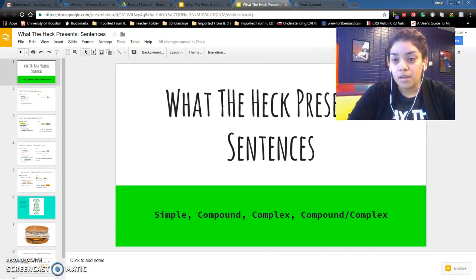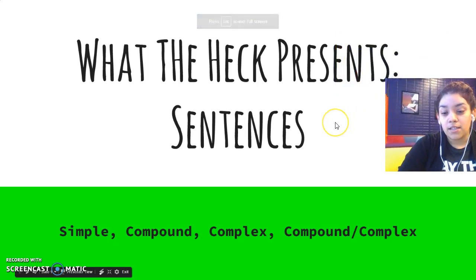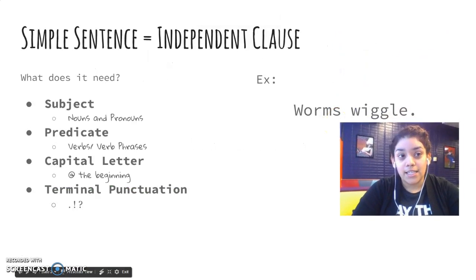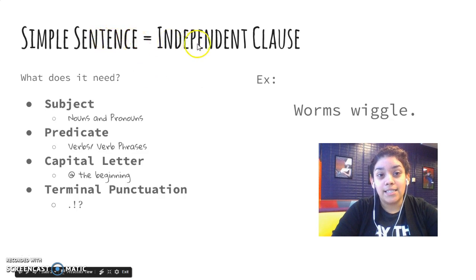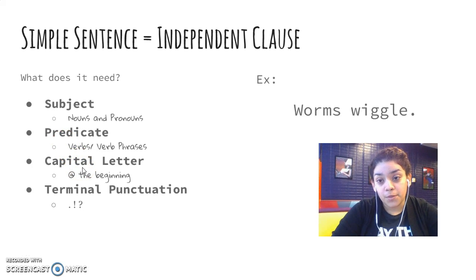Let's dive in. Okay, so as this loads, there we go. What the heck are sentences? Let's start with the easiest sentence. That is a simple sentence, and it's an independent clause. Simple as that. Here's what you need. You're going to need a subject, a predicate, a capital letter, and terminal punctuation. A subject is a noun or a pronoun, most likely. You're going to have a predicate, which is a verb or a verb phrase, a capital letter at the beginning, and a terminal punctuation at the end.